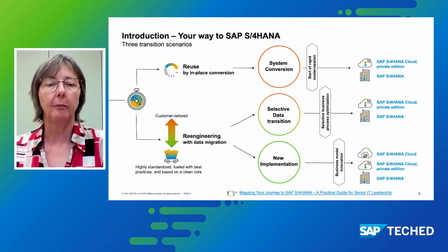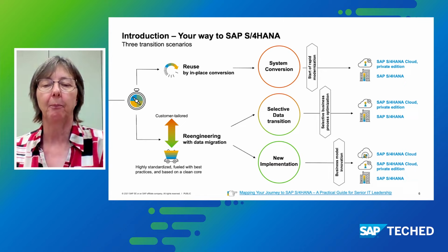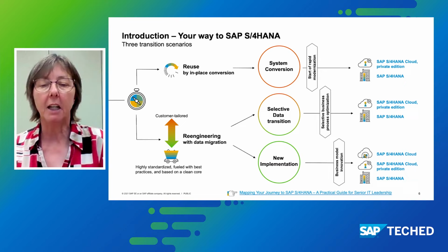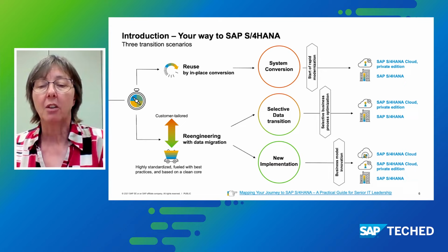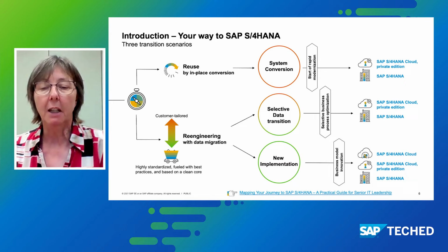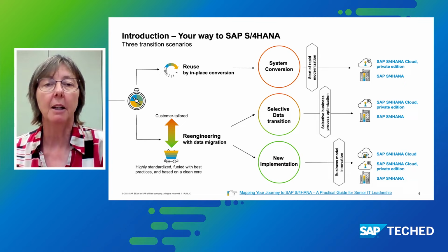The second path is called selective data transition. This is a more individualized way to SAP S/4HANA. Only parts of the original system are migrated, for example, only parts of historical data or only dedicated organizational units. Also, re-engineering might be part of the project. Typically, these projects are realized in the form of consulting projects. Also here, the target systems can be SAP S/4HANA Cloud Private Edition and SAP S/4HANA.